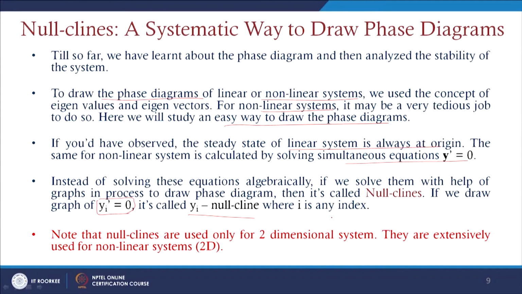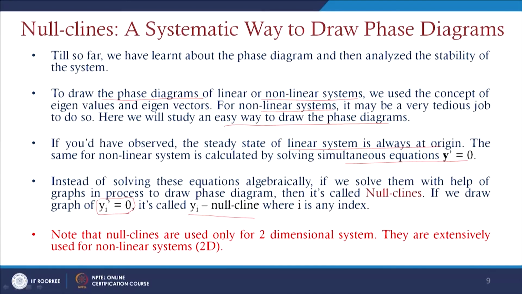If we have to do stability analysis using null clines, note that null clines can be used only for 2-dimensional systems, and they are extensively used for nonlinear systems, since null clines cannot be used everywhere. So, there are certain restrictions. That is why we put this statement: note that null clines are used only for 2-dimensional systems, and they are extensively used for 2-dimensional nonlinear systems.